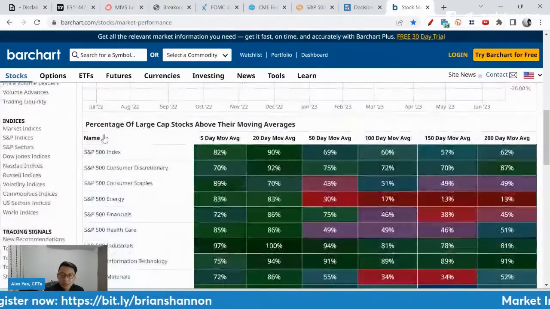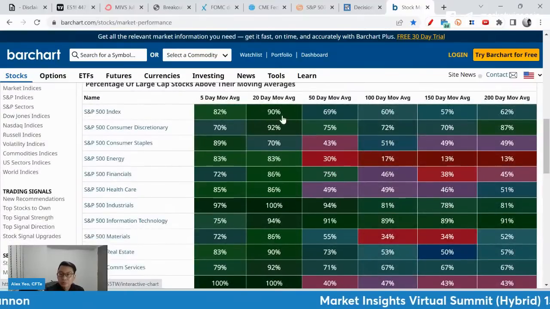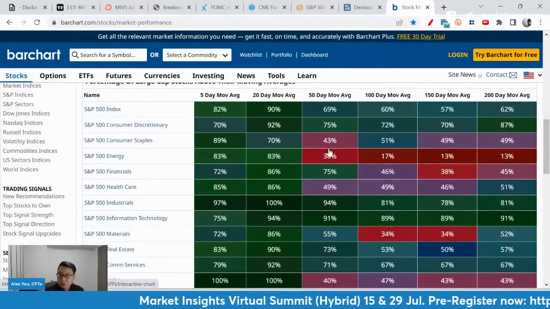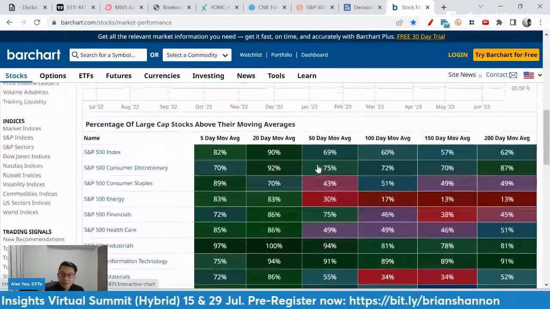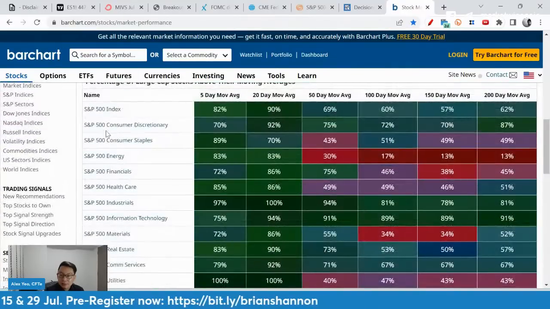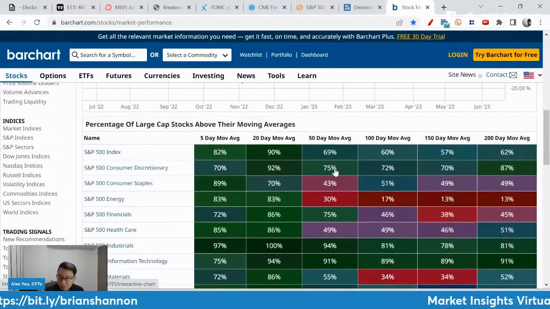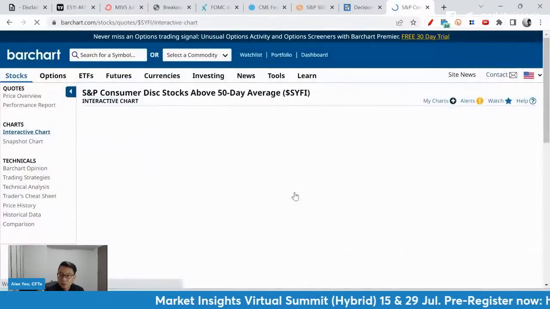So you can also see the percentage of stocks above their moving average and such. All this, you can see the S&P, the consumer discretionary and such. So all these are moving higher and higher. And if you look at this, for example, if you click on the number over here, 75%, click on it. Of course, there's an ad, you can close it.